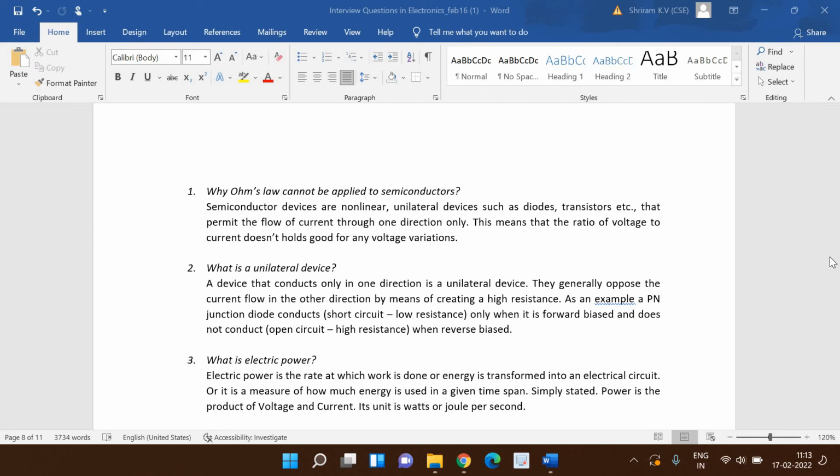What is a unilateral device? A device that conducts in one direction is called a unilateral device. They generally oppose the current flow in the other direction by means of creating a very high resistance. A simple example could be a p-n junction diode, which conducts only when it is forward biased and does not conduct when it is reverse biased. This is a very simple point, right? In forward bias, the p-n junction diode conducts; in reverse bias, it doesn't conduct.